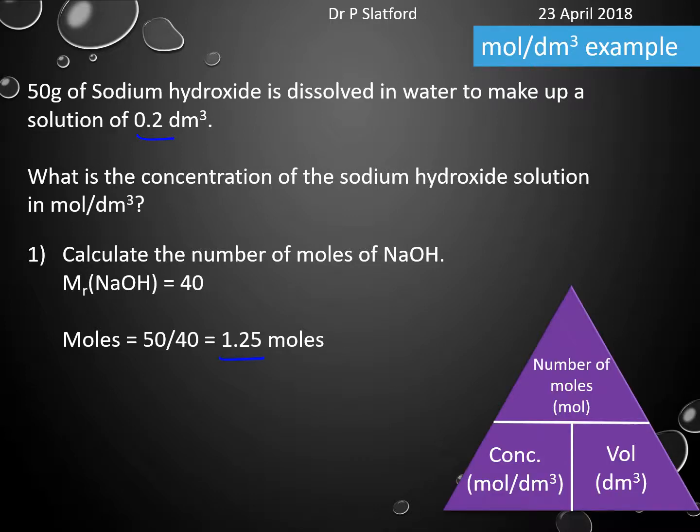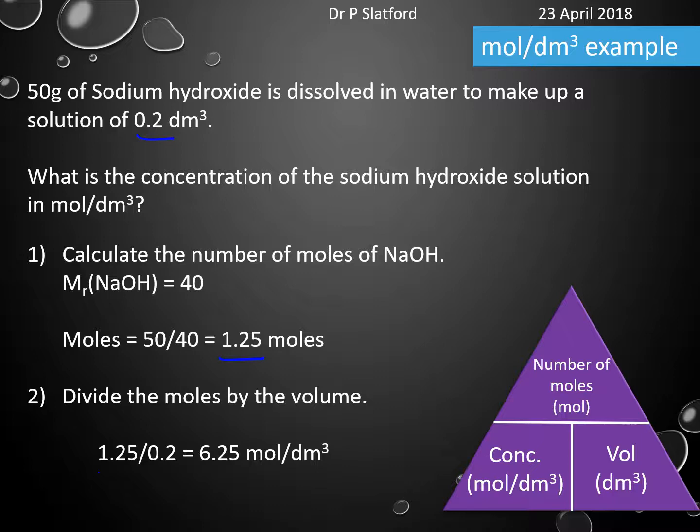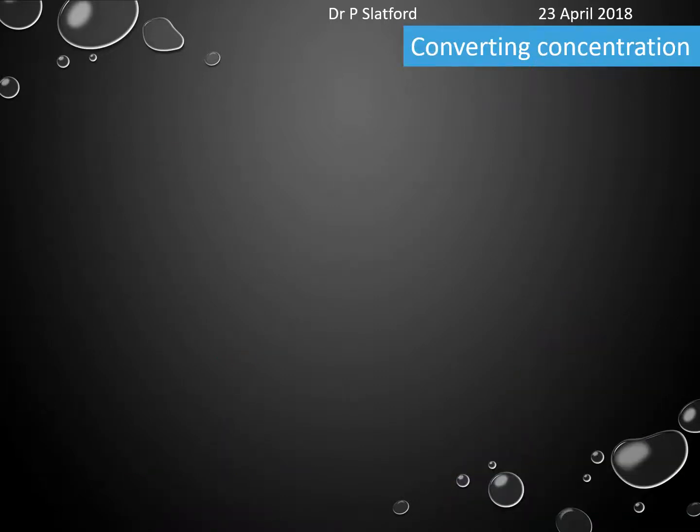We then use our equation triangle, if we like: number of moles, concentration, volume. I need to divide the moles by the volume. In this case, 1.25 moles divided by 0.2 dm cubed, which means I get 6.25 moles per dm cubed. Now, just to highlight here, this also equals 6.25 molar. The M here stands for molar, and it's something we've probably come across when talking about acids or alkalis in the past. One final thing to show you is that we might need to convert between grams per dm cubed and moles per dm cubed.